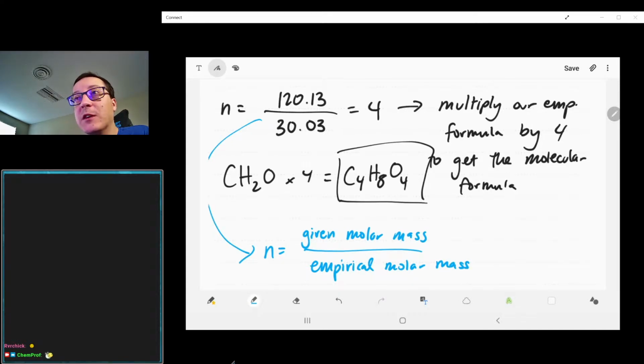All right, and so that's what you would use to multiply by in order to figure out what your molecular formula is going to be. So just one last step, I guess, that you could throw into a problem.